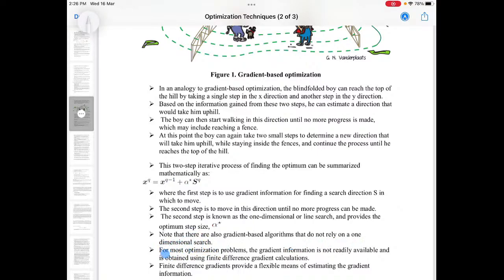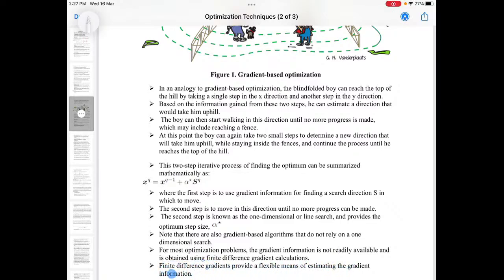For most optimization problems, the gradient information is not readily available and is obtained using a finite difference gradient calculation. So for most optimization problems, there is a measurement of distance. Once we take that difference, we can derive the gradient calculations from it. So finite difference gradients provide a flexible means of estimating the gradient information.